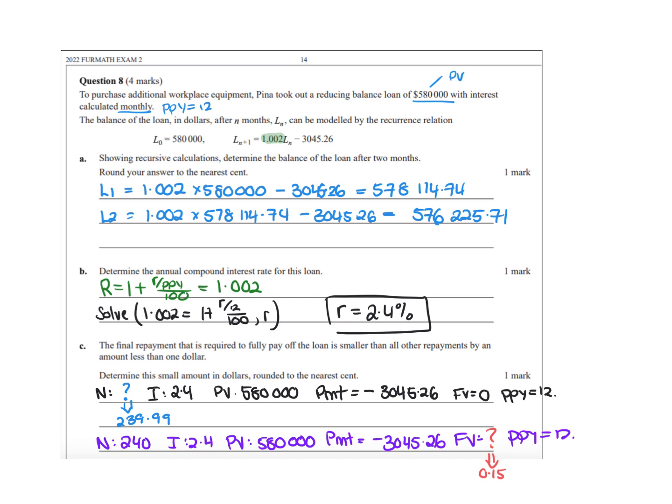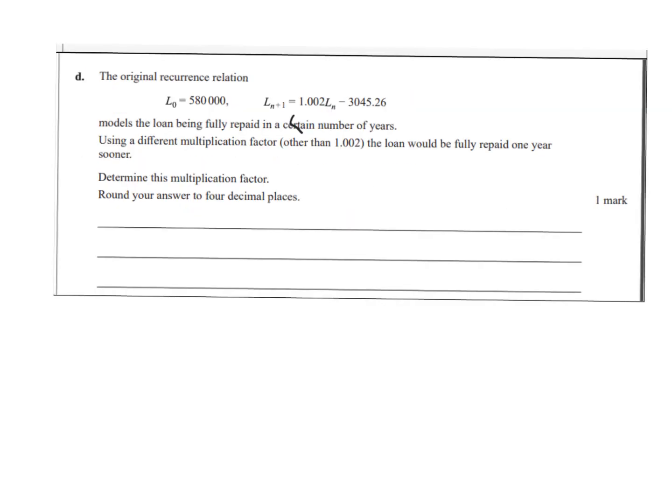So determine the small amount that is not required, that you have to take off to the nearest cent. So it's 15 cents. So 0.15 was the answer. It says it's less than $1, by what amount less? So it's 15 cents.